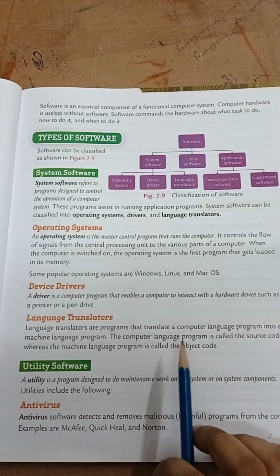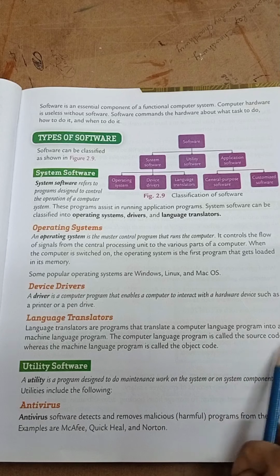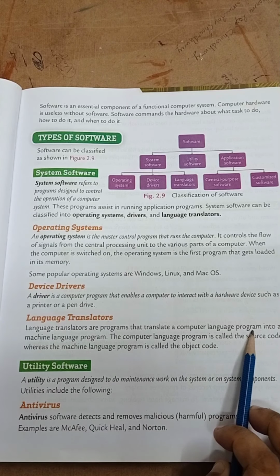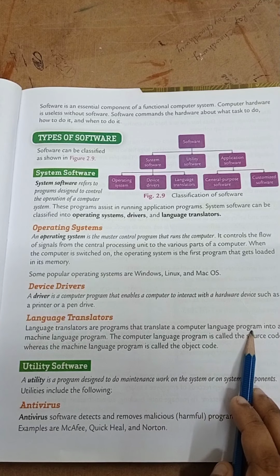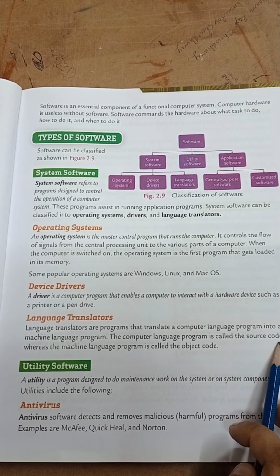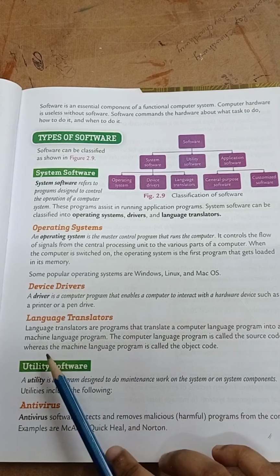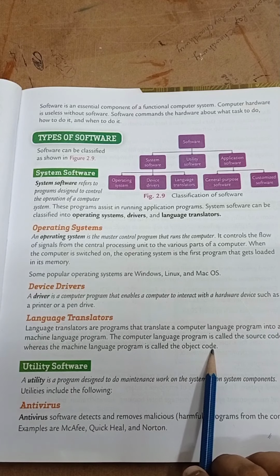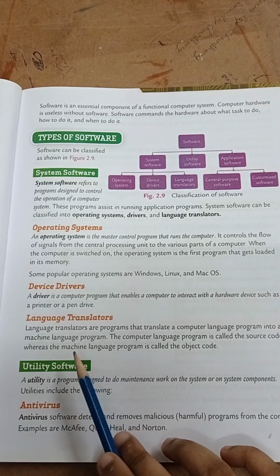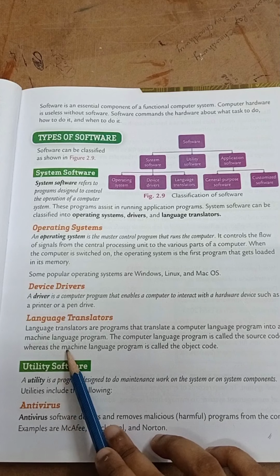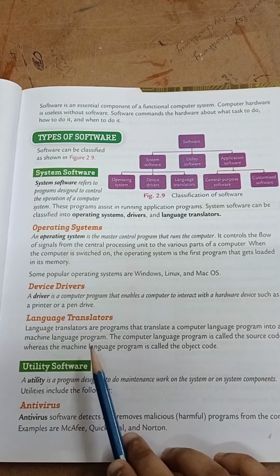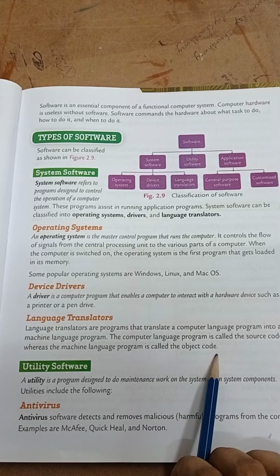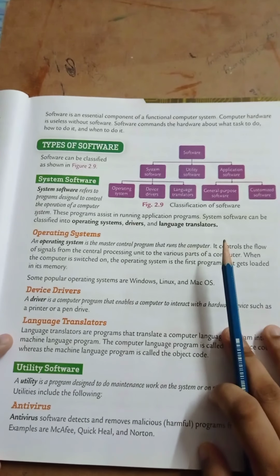The computer language program is called source code. So the programs written in computer language, using the English language, are called source code, whereas the machine language program is called object code. So the programs written using zeros and ones are called machine language programs, and they are also called object code. So that's all for today's class.